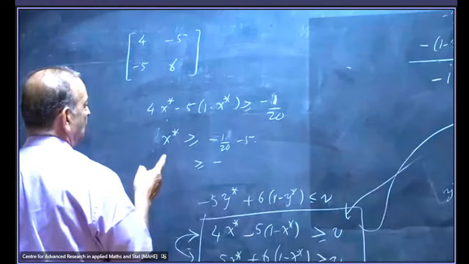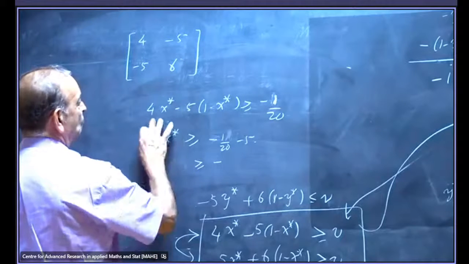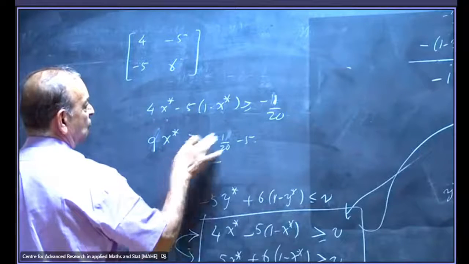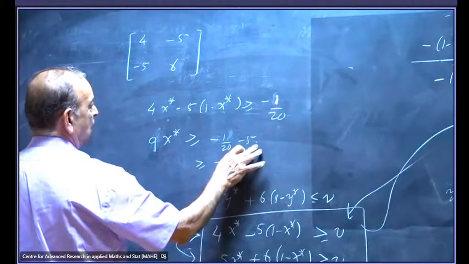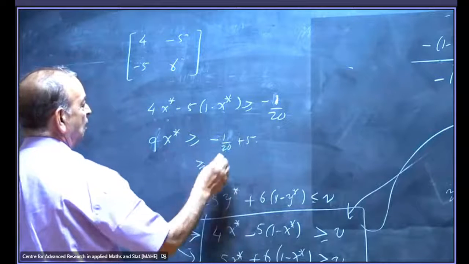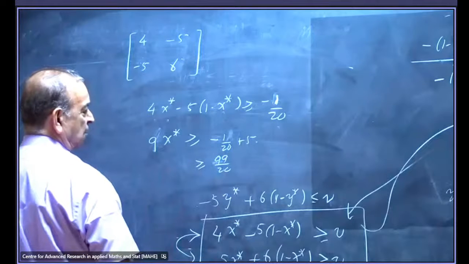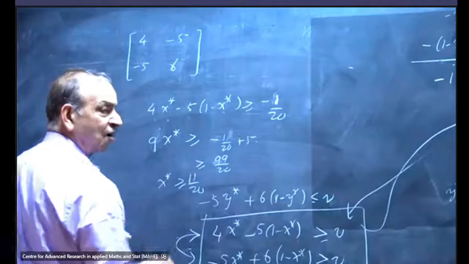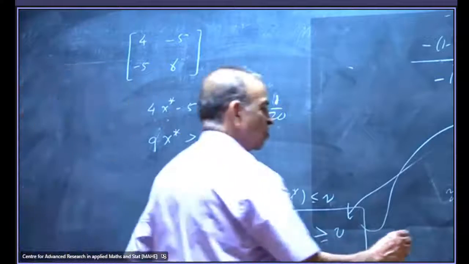4 x star plus, this is 9 x star. 9 x star is greater than or equal to minus 1 over 20 plus 5. It is plus 5. Yeah. So this one is 99 over 20. So x star must be greater than or equal to 11 over 20. You can show x star is also 11 over 20. Like y star, x star is also 11 over 20.